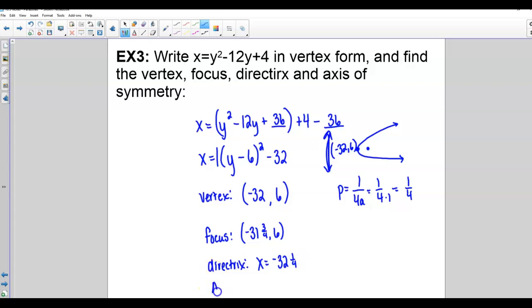And then the axis of symmetry, it is going to be horizontal, which is a y equals. And the y coordinate of that vertex is 6. So it's going to be y equals 6 for the axis of symmetry.